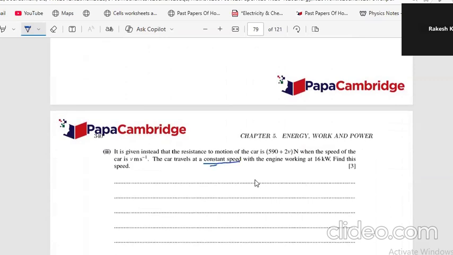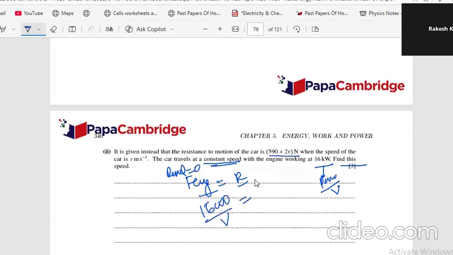It is constant speed. So once he says constant speed, we know F engine is equal to resistance because the resultant is zero. F engine is equal to R. Now he's again giving you 16,000. This time he's given you power. So power by V, but we don't know V. He says find this V. So we can just write 16,000 by V. Resistance again he's saying is dependent on the velocity. So in this part of the question, R changes according to velocity. But whatever R may be, it is at constant speed. F engine is equal to this. So this is the relationship and you will have to solve for this.